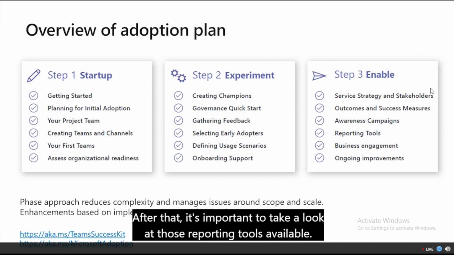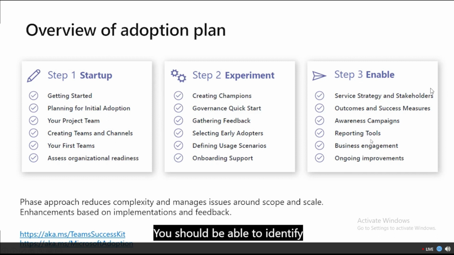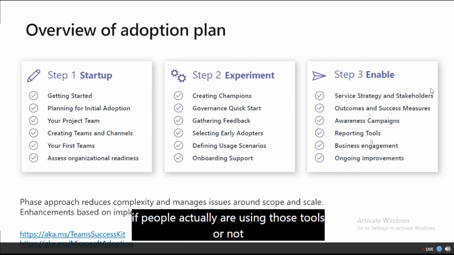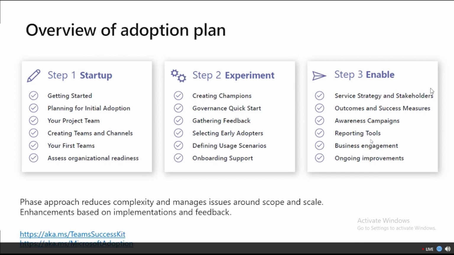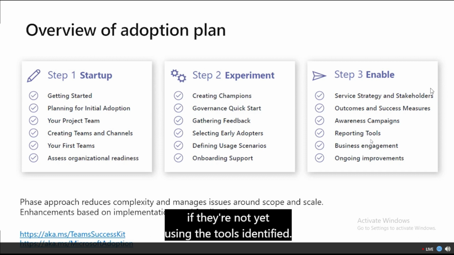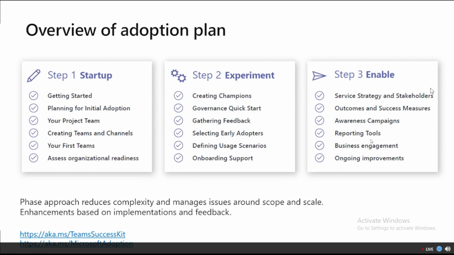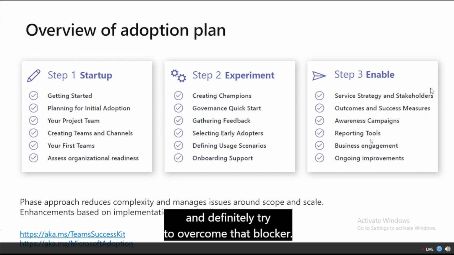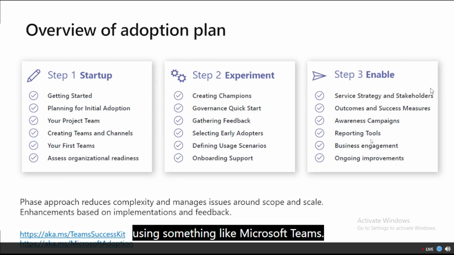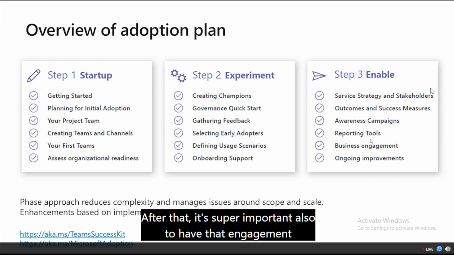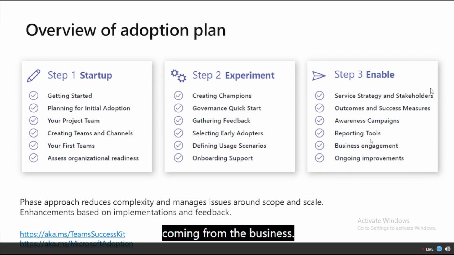After that, super important to take a look at those reporting tools available. You should be able to identify if people are actually using those tools or not, and understand end users' behaviors. If they are not yet using the tools, identify what that blocker may be and try to overcome it, so people start working and collaborating effectively using something like Microsoft Teams. After that, super important also to have that buy-in or engagement coming from the business.